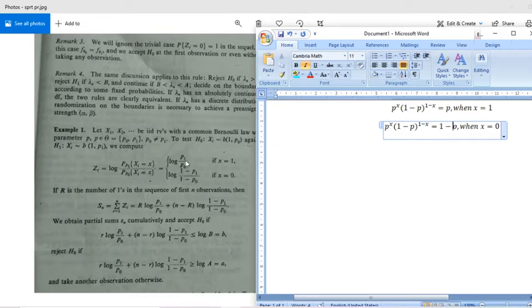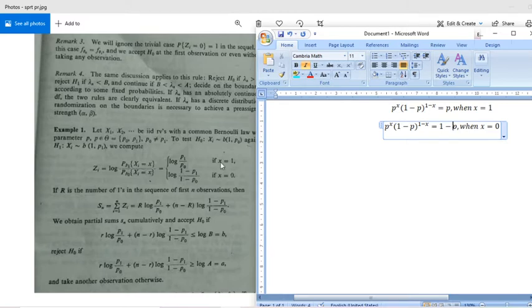So you will get either log of p1 by p0 when x equal to 1, or log of (1 minus p1) by (1 minus p0) when x equal to 0. If there are r number of ones in this sequence, that means we have Z1, Z2, etc., Zn, in the sequence X1, X2, etc., Xn. So if there are r number of ones in these Bernoulli trials, we can write Sn like this. Sn is equal to the summation, i from 1 to n, of Zi.